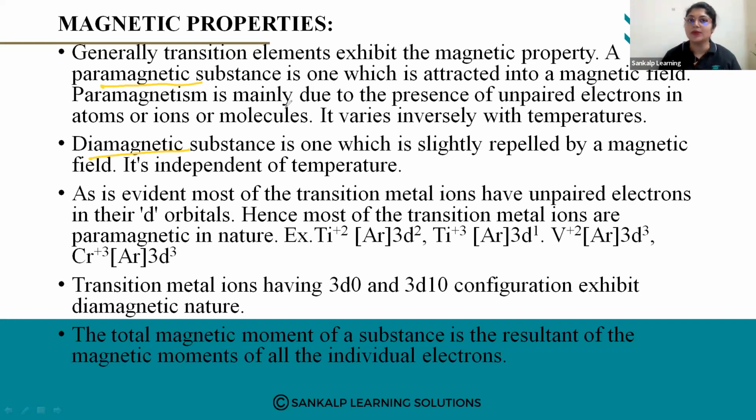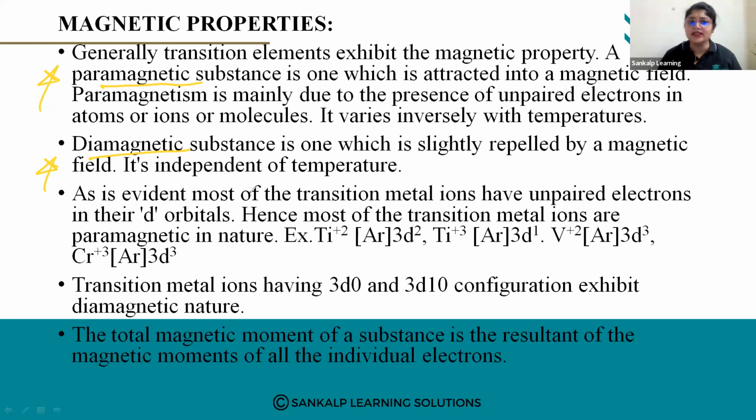A paramagnetic substance will be attracted to a magnetic field. The unpaired electrons which are present will be attracted to the magnetic field. This paramagnetic property is due to unpaired electrons in atoms, ions or molecules. This varies inversely with temperature. So this is about magnetic property.